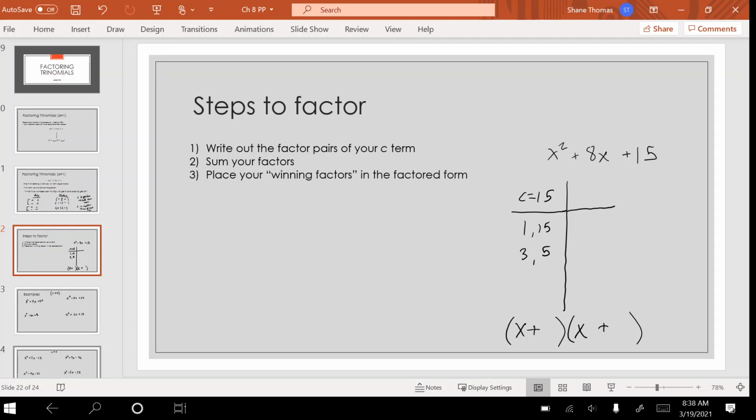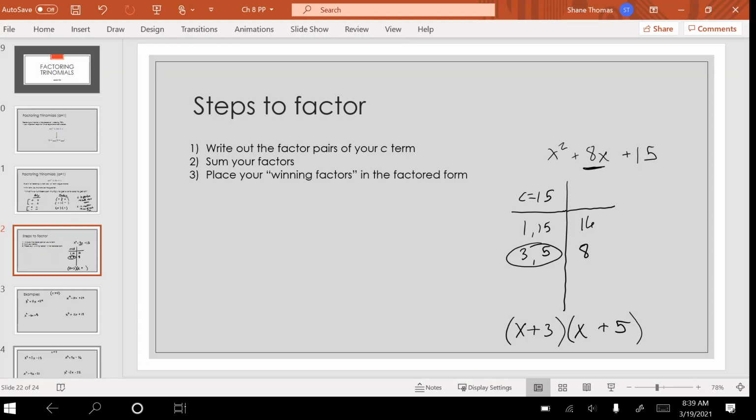So I figured out my factors of C. Now I add them. What's 1 plus 15? 16. What's 3 plus 5? 8. What is my B term? 8. So which ones do you think are the winners? 3 and 5, right? I need the two numbers that multiply to get C. Well, I wrote down all the numbers that multiply to get C, and then I need them to add to be B. Because 3 plus 5 is 8, it matches my B term, so I plug them in.